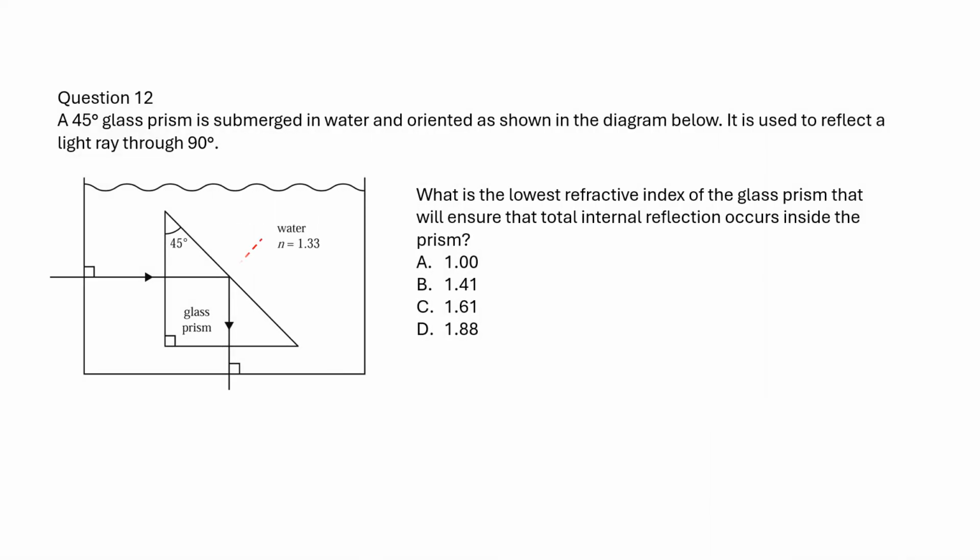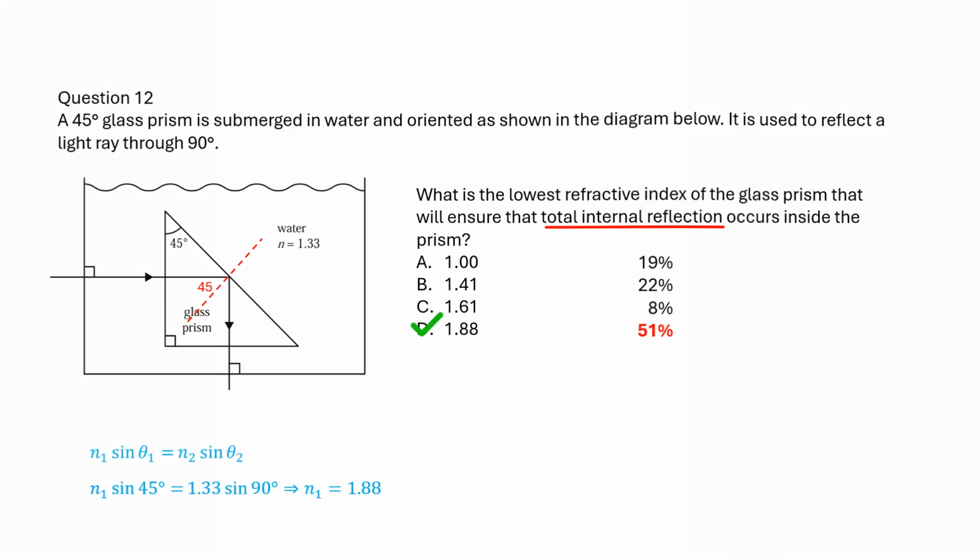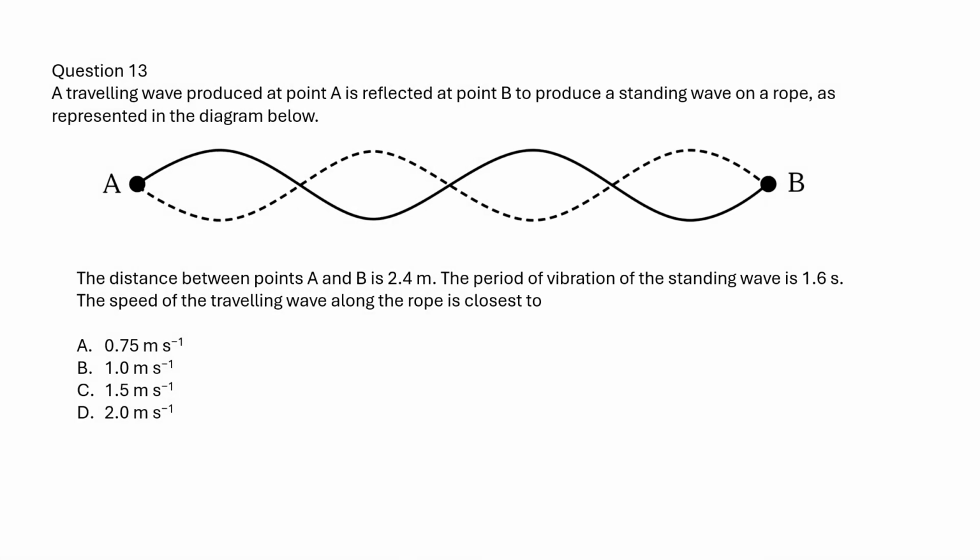The incidence angle is 45 degrees. The refractive angle is 90 degrees because it is total internal reflection. Using Snell's law, we calculate the refractive index of the glass. There are two waves between A and B. So, the wavelength is half of AB. Using the period and speed equation, we calculate this wave speed.